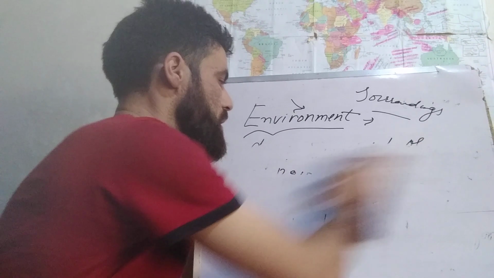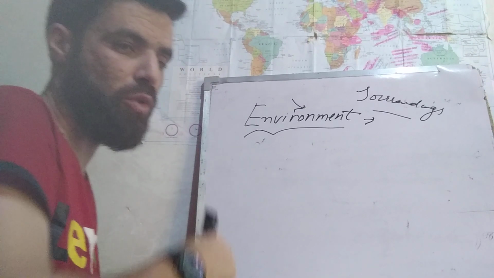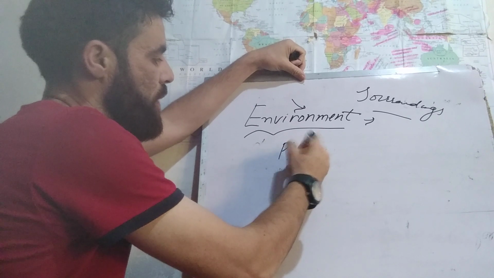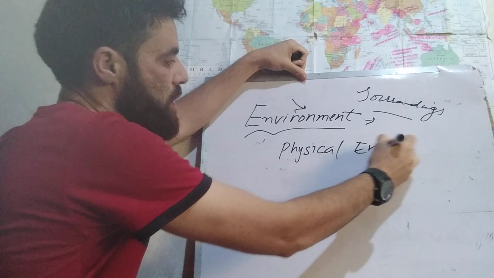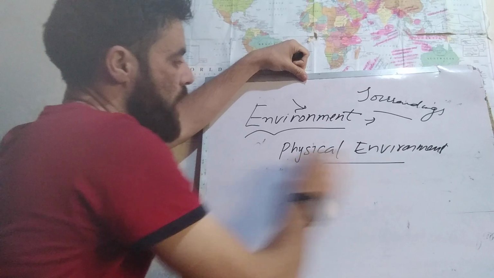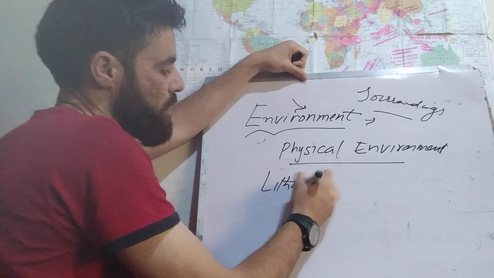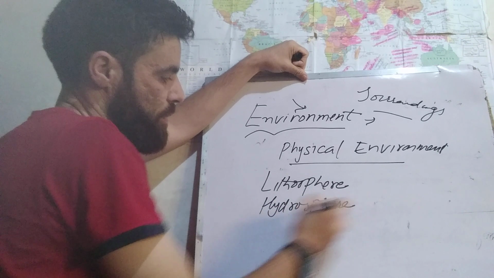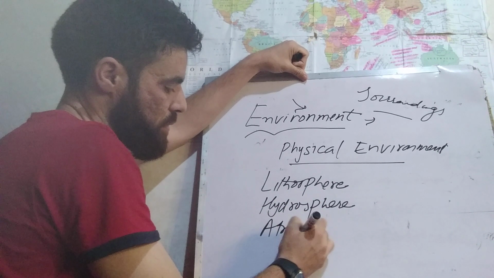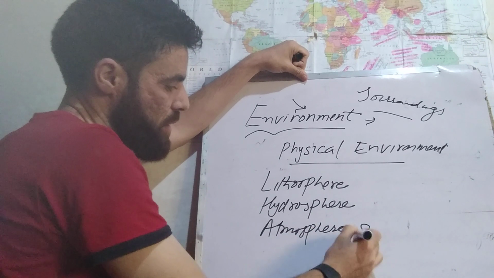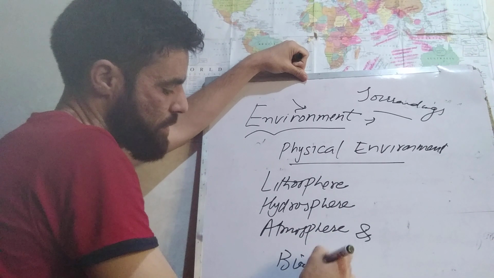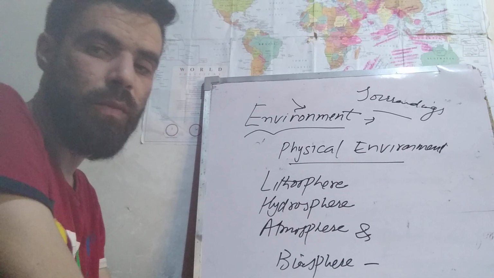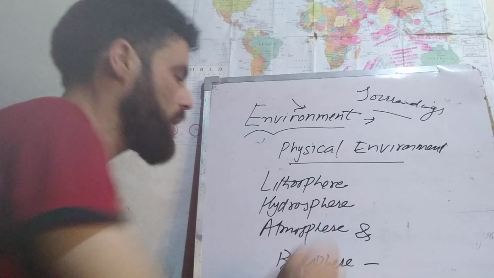So environment has different components, as you know. If we look at the physical environment, we have lithosphere, hydrosphere, atmosphere, and biosphere. Let us take a look firstly at lithosphere.